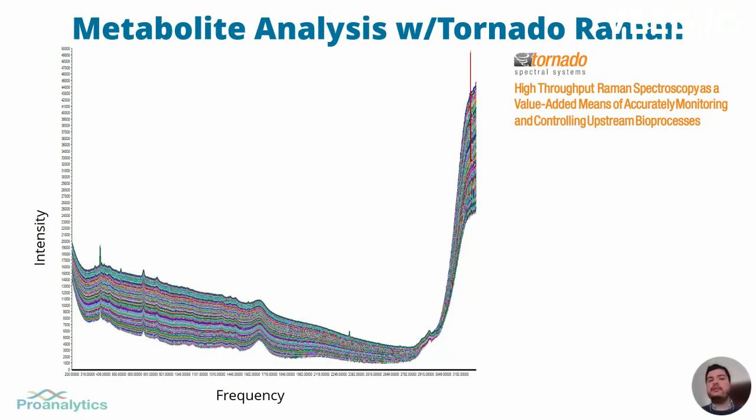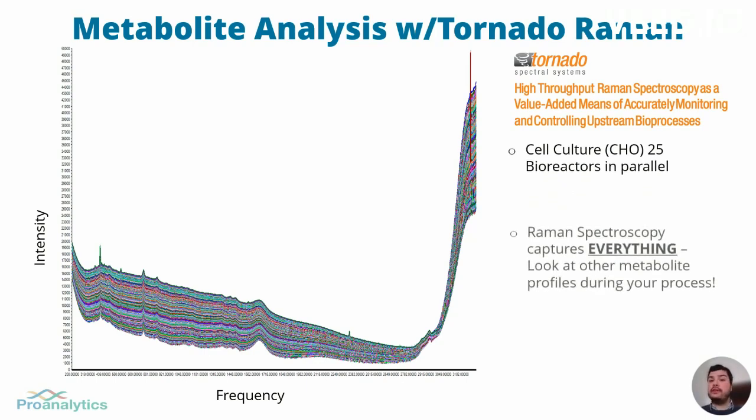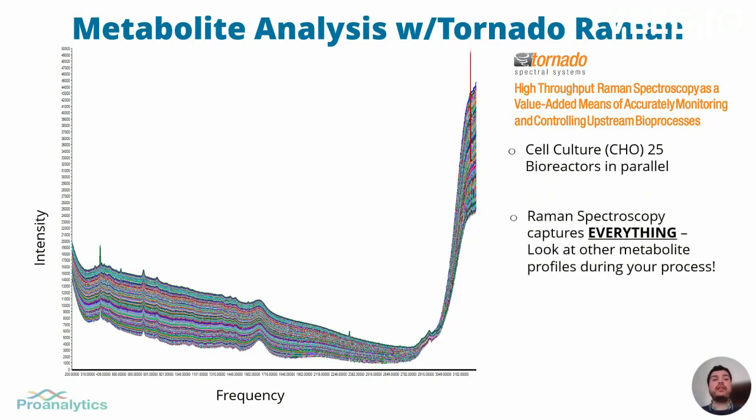Here is a typical profile from Tornado spectral systems. The data you are looking at is the data from 25 bioreactors running in parallel. These are all mammalian runs, CHO cells. You can see that the runs are very consistent. In fact, since Raman captures everything, you can look at several metabolite profiles at once.